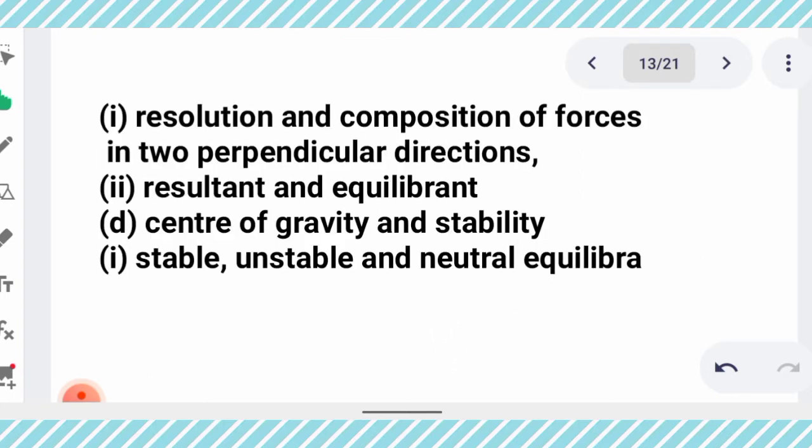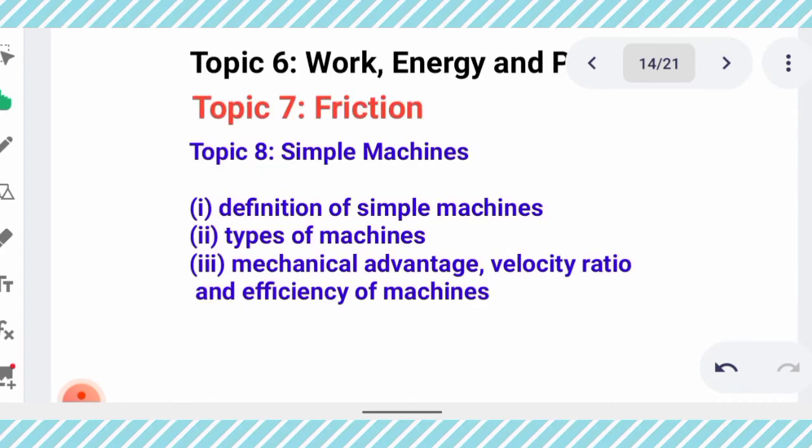Then when we move further, we have resolution and composition of forces in two perpendicular directions. We have resultant and equilibrant, center of gravity and stability, stable, unstable, and neutral equilibrium. Stable equilibrium is when a displaced object will return to its original position. Unstable is when the object is kicked, it will not return back to its original position. Then neutral equilibrium is when the displaced object goes and forms a new position in a new place. We call that one neutral equilibrium.